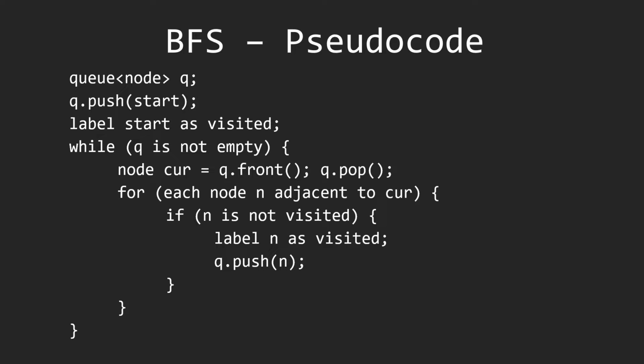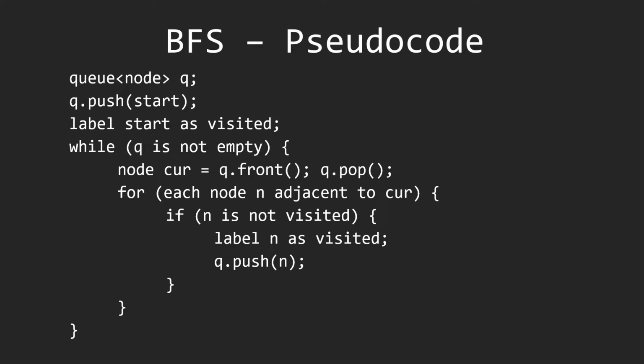So here's some pseudocode for how to implement BFS. Notice that we use a queue at the front. Next, we push in our starting node and mark the starting node as visited. We can use, once again, a Boolean visited array. We're going to say, while the queue is not empty, take out the current node from the front of the list. And then for each of the n nodes adjacent to cur, if it's not been visited, then mark it as visited and push it into our queue. And this style allows for the layer by layer approach.